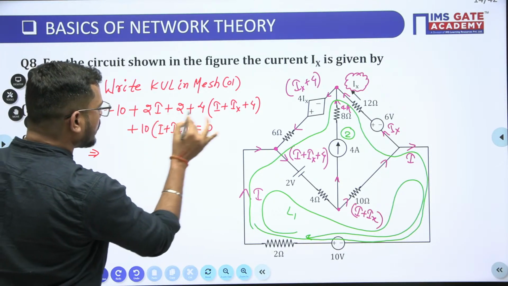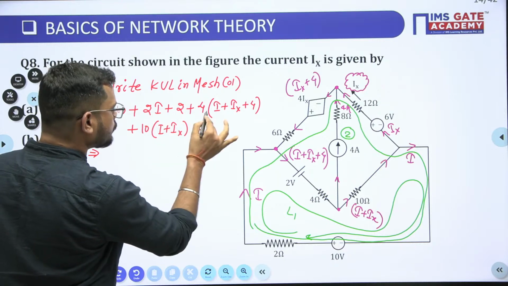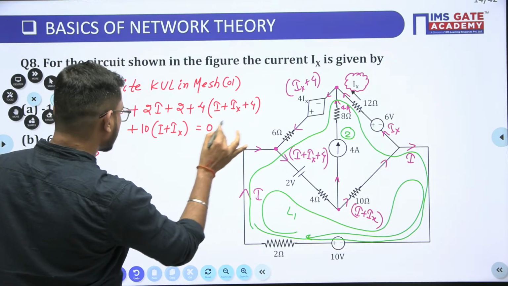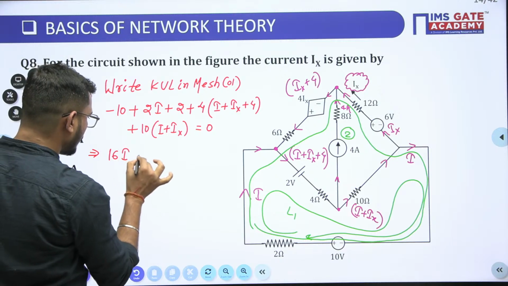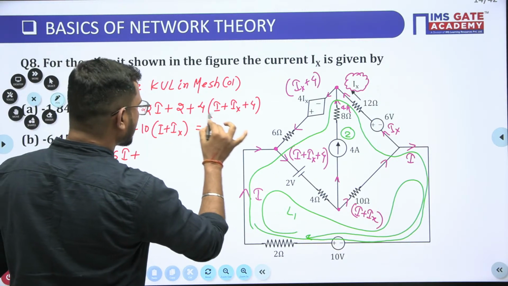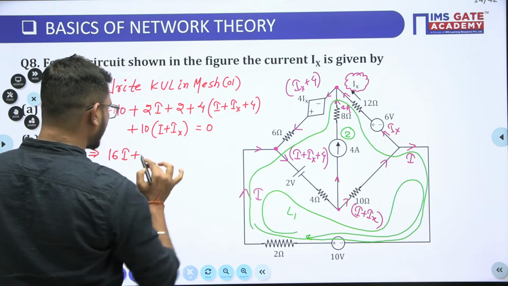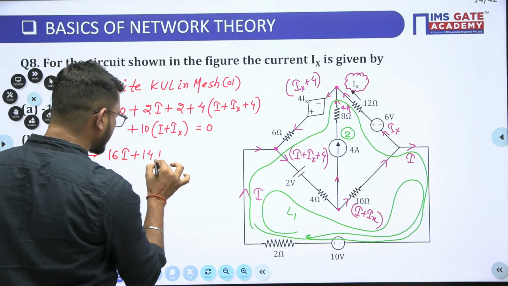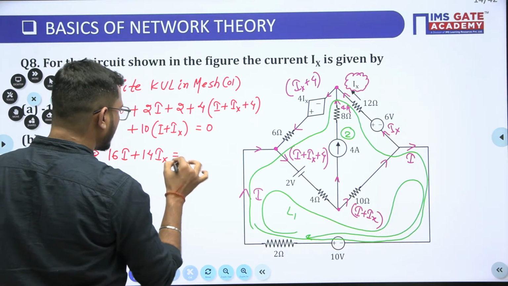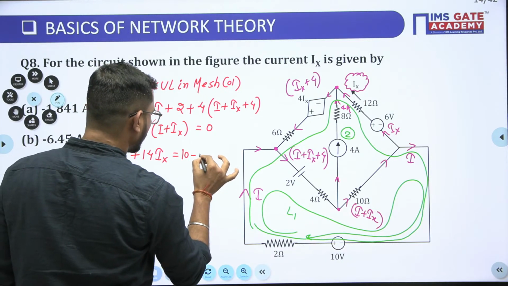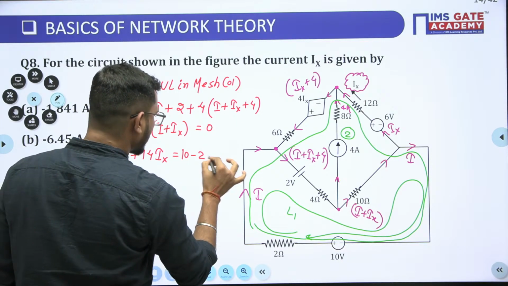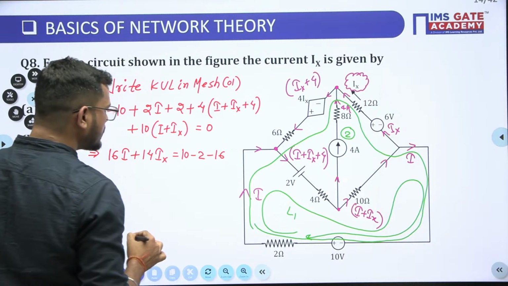So this is 2I plus 4I, so this is 2 plus 4, which is 6. 6 plus 10, so this is 16I. Okay, now what about Ix, guys? This is 4 plus 10, so this is 14 Ix, guys. 14 times Ix, and this is equal to 10 minus 2, and this is minus 16. Is it clear now?